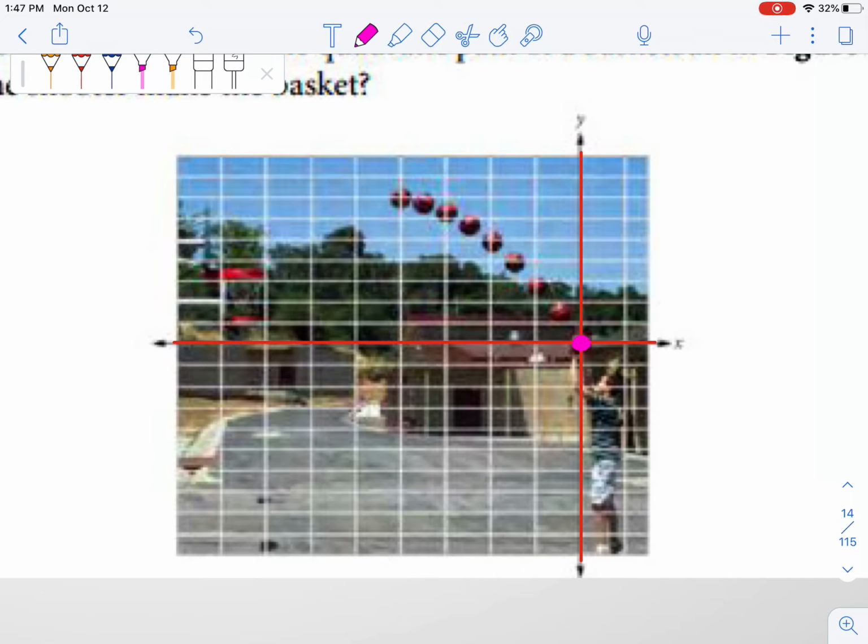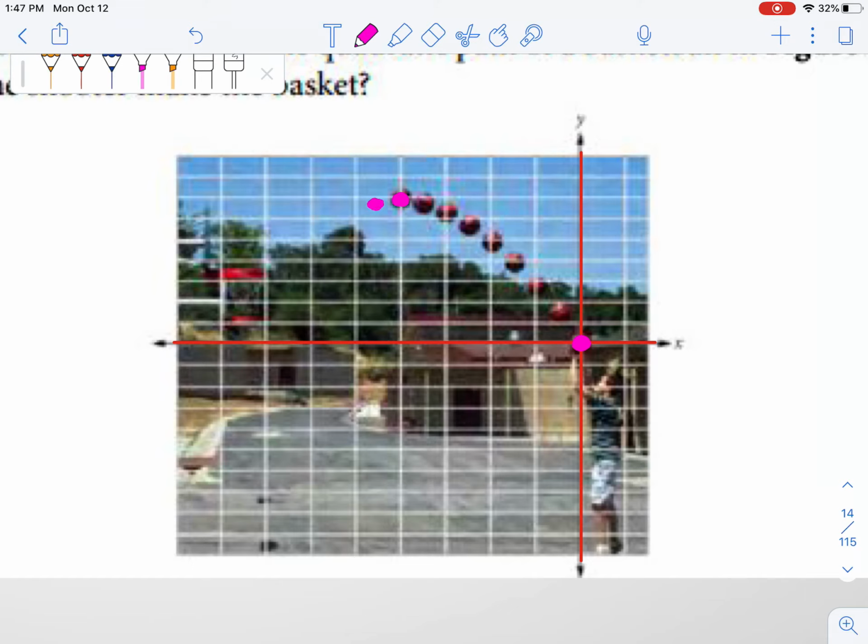So the ball is going to leave our shooter's hand here at the origin. In a problem like this, you want to orient your axes such that ideally, if you can, you put 0, 0 as one of your important points. It's going to make your life at least a little bit easier. All right? And we're going to assume that this is the max of the basketball, right?